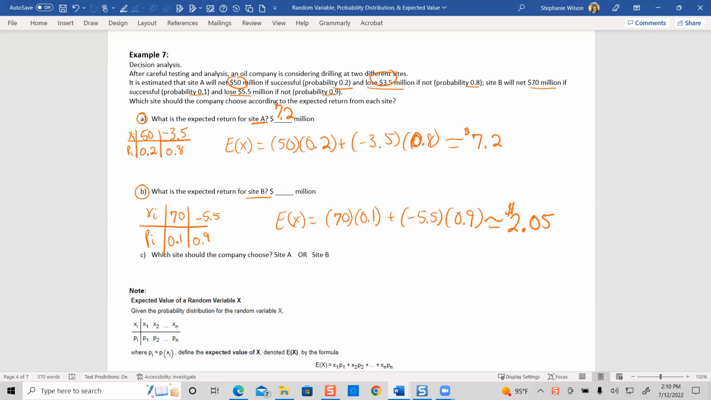million. So which site would we want? Well, if we look at it, I would pick site A, 7.2 million. It's a lot better than 2.05 million, which, I mean, either one would be great. But site A would give you more. So I would go with site A.